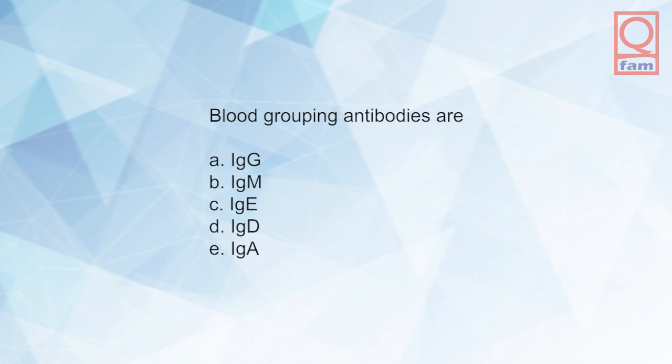Blood grouping antibodies are? A. IgG. B. IgM. C. IgE. D. IgD. E. IgA. The answer is B. IgM.